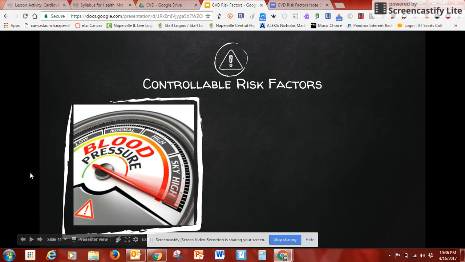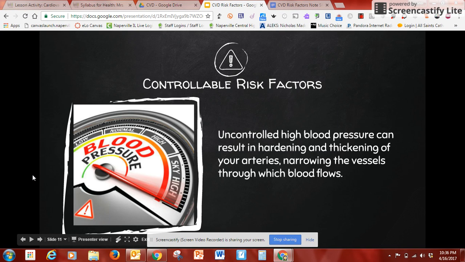Another controllable risk factor has to do with your blood pressure. Uncontrolled high blood pressure can result in hardening and thickening of your arteries, which will narrow the blood vessels in which the blood flows. So if you think about it, narrower vessels are going to make it harder for the blood to flow through. Your heart is going to have to work harder to pump that blood through, and that's going to be a lot of wear and tear on the heart.